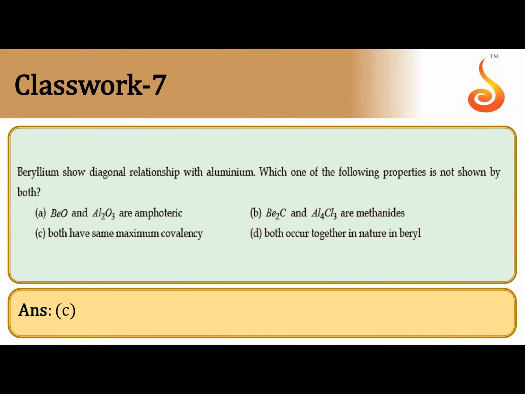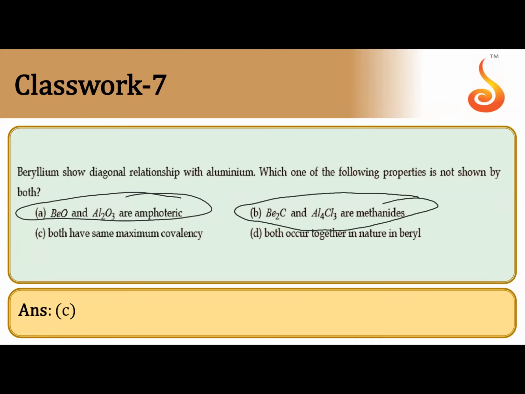Okay, yes. Beryllium shows diagonal relationship with aluminium. Which one of the following properties is not shown by both? See, very simple. Beryllium and aluminium have similar size. That means both are amphoteric. That is proved because both react with acids and bases.